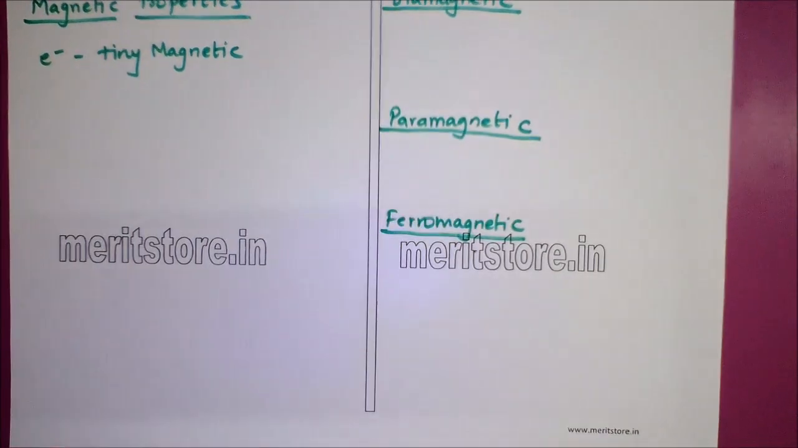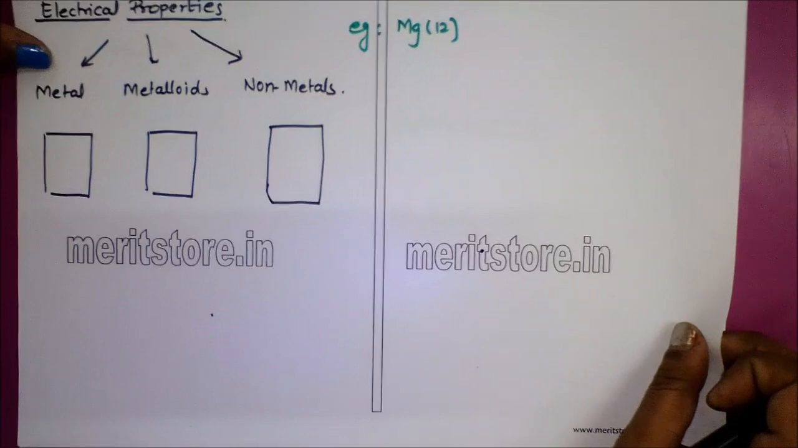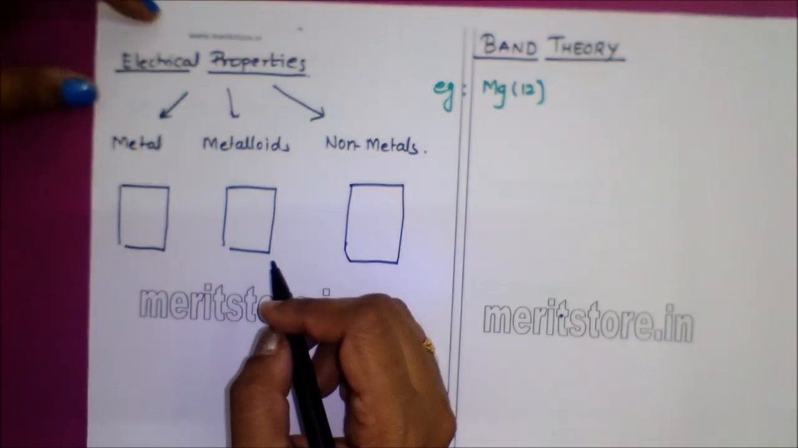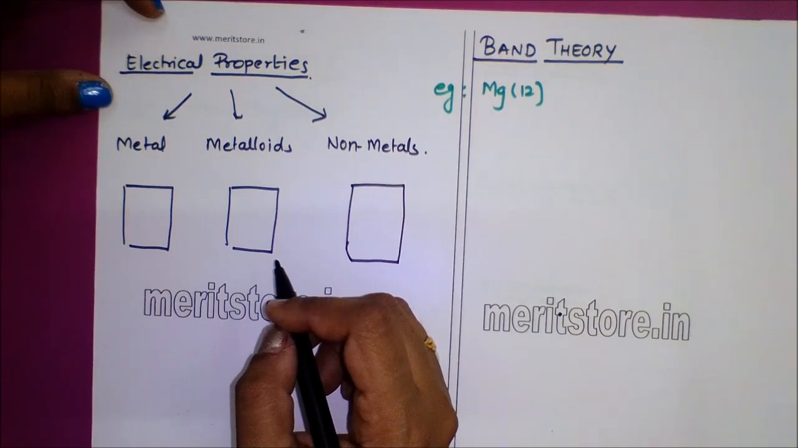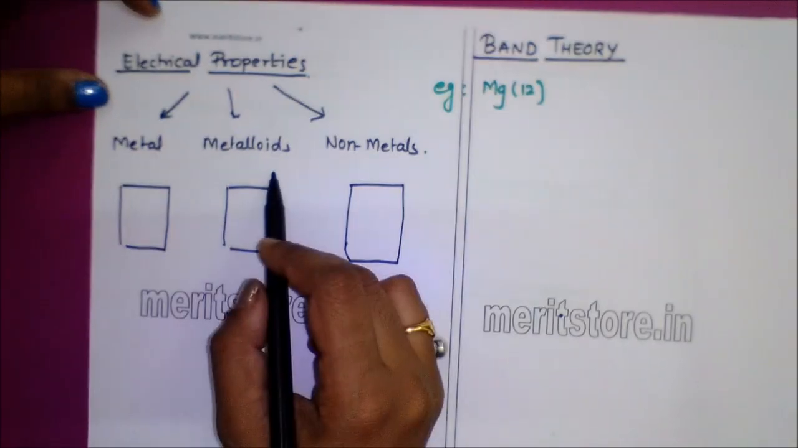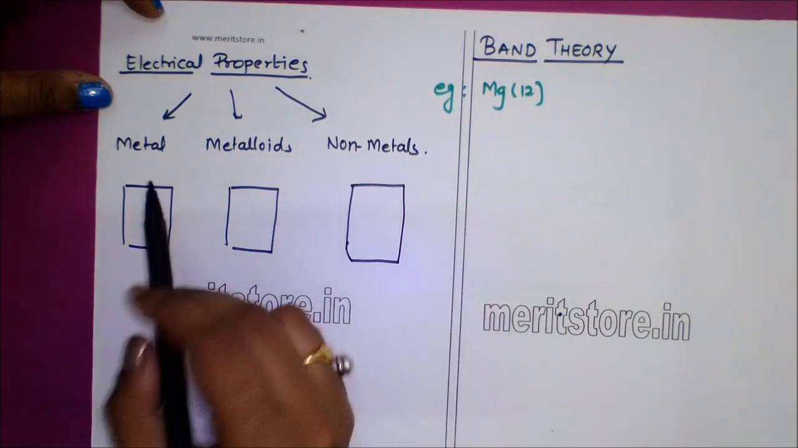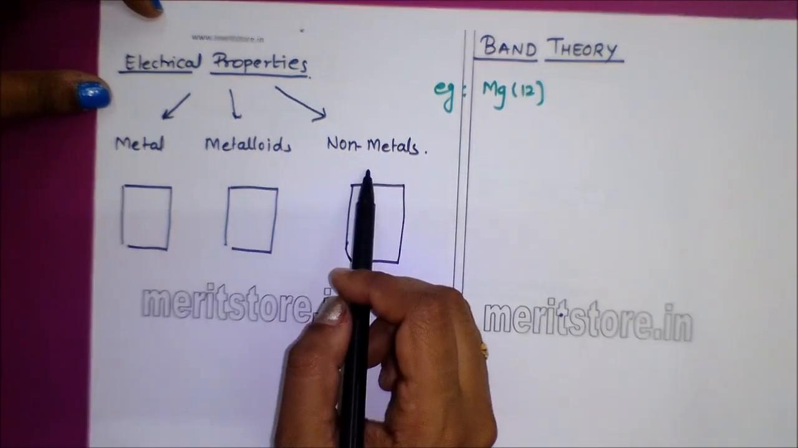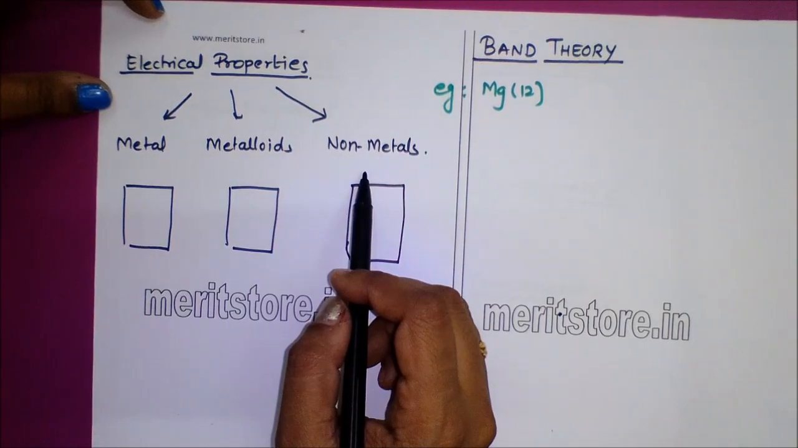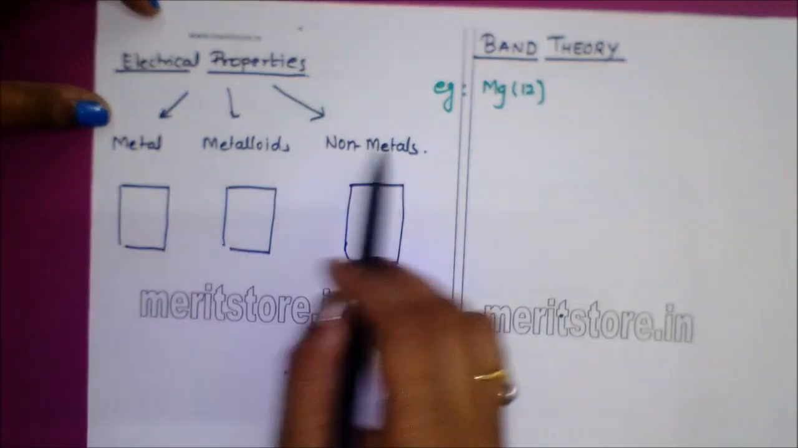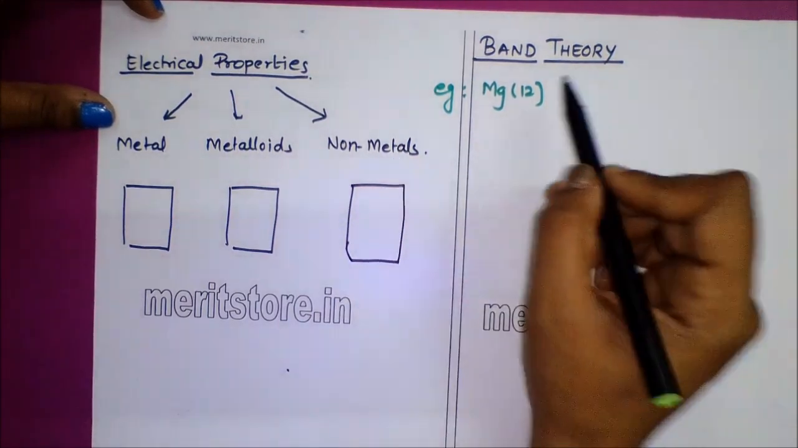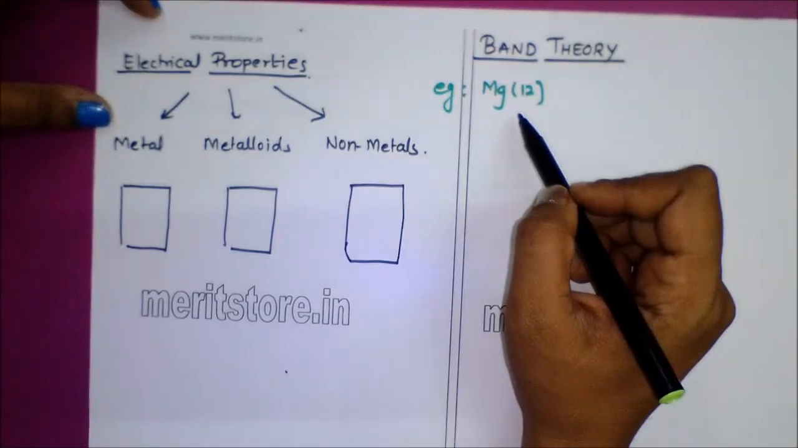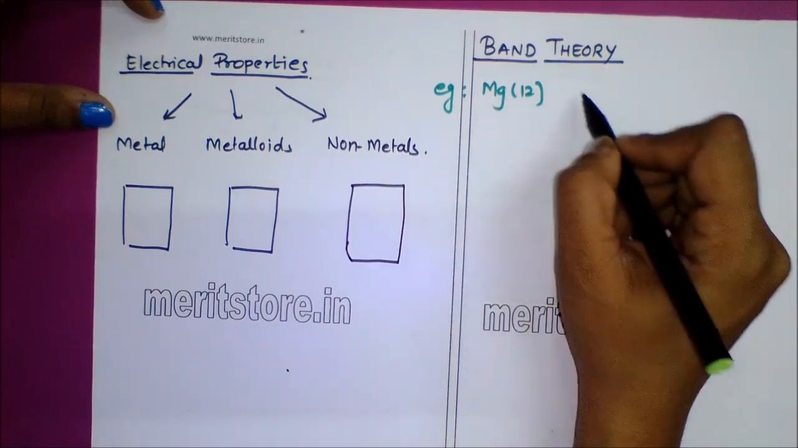In the next part, we'll be talking about the electrical properties of the substances. In our entire periodic table, we have classified the substances into three types, that's metals, metalloids and non-metals. In case of metals, they are good conductors, metalloids are intermediate, and in case of non-metals, they are bad conductors of electricity. To explain the metallic conduction of these substances, we are going to take the help of the band theory. For that, let us assume the example of magnesium with atomic number 12.